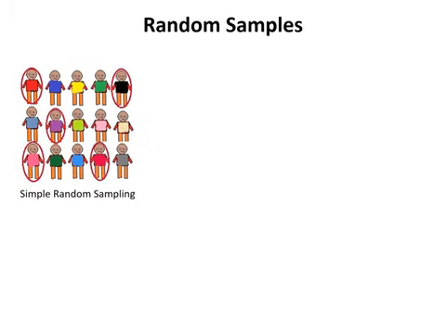This is an example of simple random sampling in which we randomly select patients from the target population or accessible population. This is usually not done by us, but by special software.